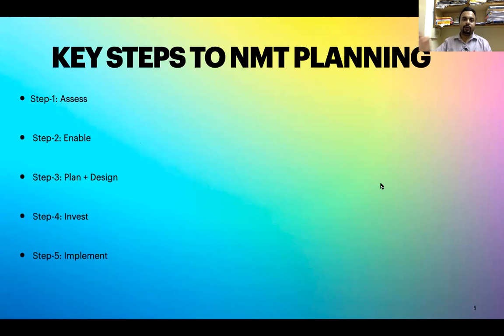So, what are the key steps to non-motorized transportation planning? Non-motorized transportation planning is divided into 5 steps. Number 1 is assess. You have to assess whether the people tend to use non-motorized transportation, what facilities are already there, and what additional facilities are required. Then you have to enable. You have to create awareness that non-motorized transportation has a lot of benefits. That is why you have to enable the users to use non-motorized transportation.